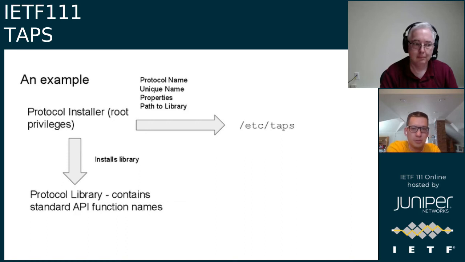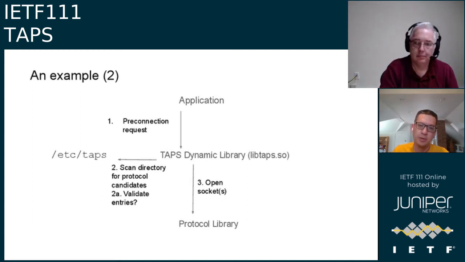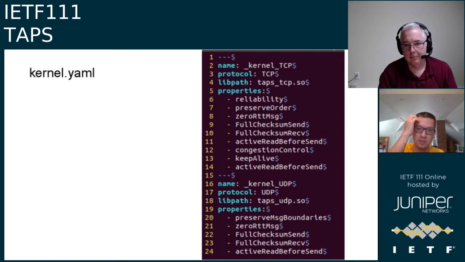So one way this could work is you would have a protocol installer that installs a library that matches certain standard API function names, and then takes its capabilities and uploads them to a directory or something somewhere that lets TAPS know that it's there, what it can do, and how to access that library. The idea here is that the application would do a pre-connection request. Actually, I'm not going to skip this slide, because there are a bunch of ways to do it. We might not do it that way.